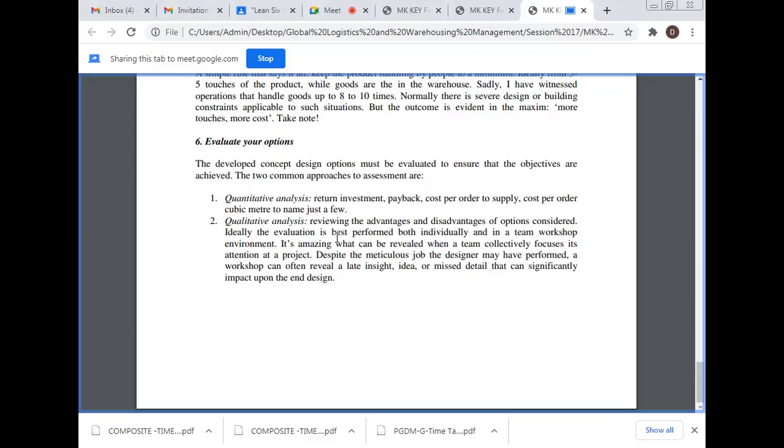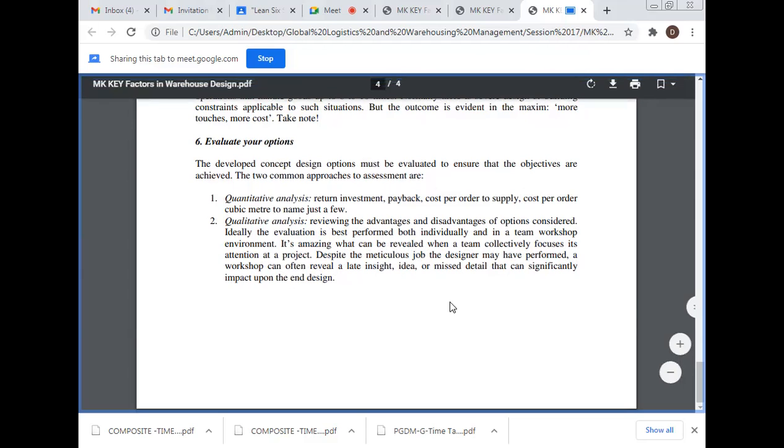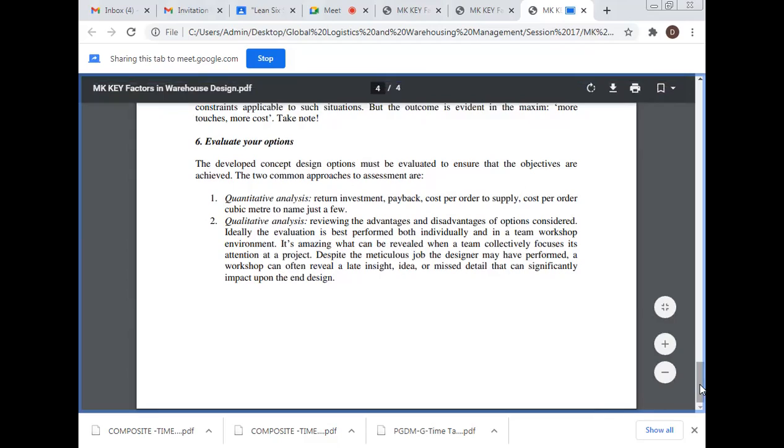Qualitative analysis is reviewing the advantages and disadvantages of the options considered. Ideally, the evaluation is best performed both individually and in a team workshop environment. It is amazing what can be revealed when a team collectively focuses its attention on a project. Despite the meticulous job the designer may have performed, a workshop can often reveal a late insight, idea or missed detail that can significantly impact the end design.